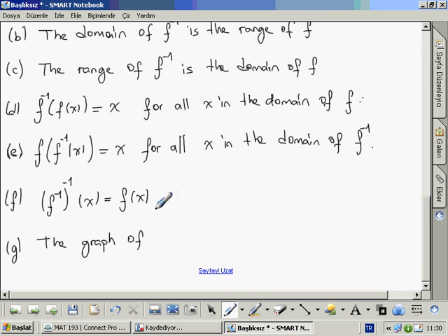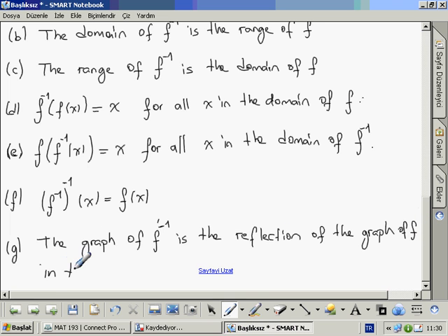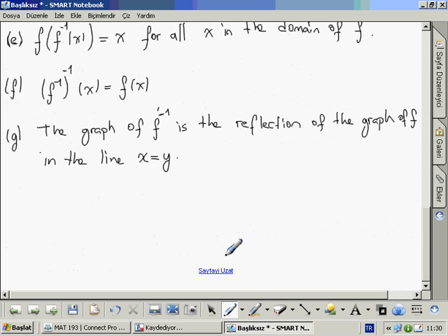And the last property, and the graph, that's an important property: the graph of inverse f is the reflection of the graph of f in the line x equals y.